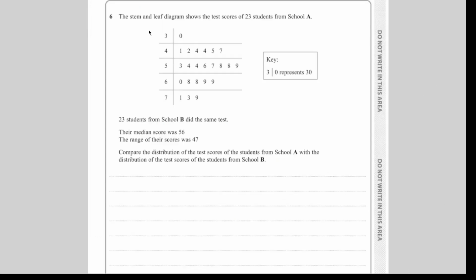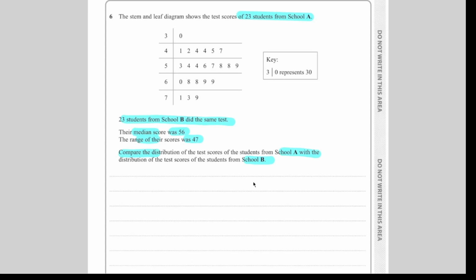Question 6. The stem and leaf diagram shows the test scores of 23 students from school A. 23 students from school B did the same test. Their median score was 56. The range of their scores was 47. Compare the distribution of the test scores of the students from school A with the distribution of test scores of the students from school B. Now we need to write a comparison of school A and school B.